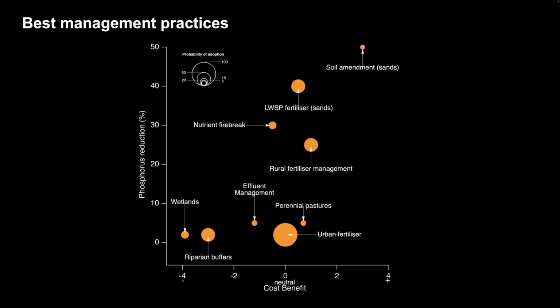In terms of managing this problem, there's a range of practices that have been examined to reduce nutrient loss. I'm talking specifically today about phosphorus as one of the primary nutrients of concern here in Western Australia. This diagram sums up our current state of knowledge of those practices, the varied cost benefit of those on the x-axis, the phosphorus removal efficiency on the y-axis, and the size of each of the circles represents the probability of adoption.